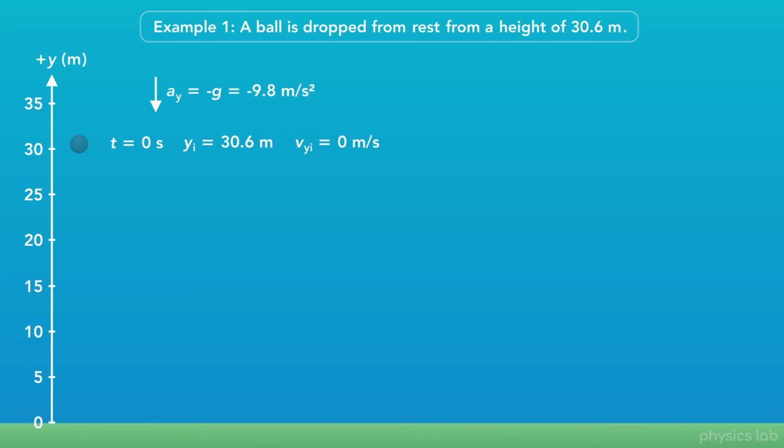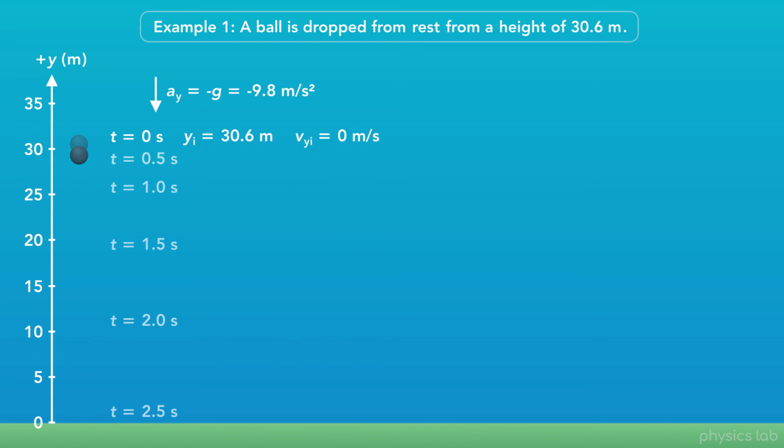Let's start by exploring the position over time. Here's a snapshot of the ball every half second. If we look at the spacing between each snapshot, the ball falls a greater distance during each interval of time. Why is that? The ball is in projectile motion, or free fall, so it's accelerating downwards because of gravity. It doesn't move very far in the beginning because the velocity starts at 0. As the ball speeds up, it moves a greater distance during each second, or each half second.